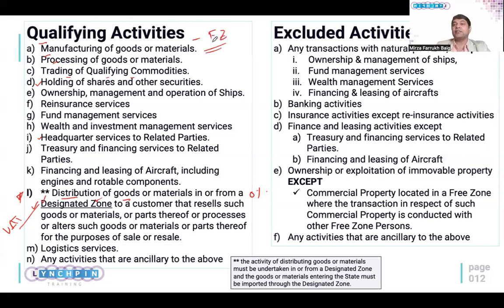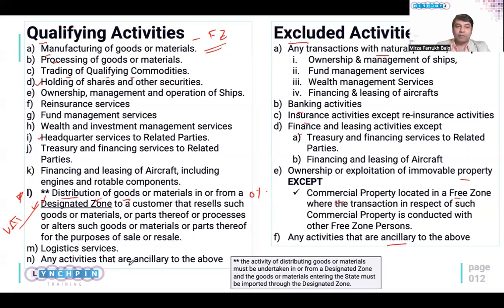So we don't have anything specific about designated zones. It is only if I have the distribution activity. Then I have certain other activities which are excluded activities. This could be any transaction with a natural person itself, banking activity, insurance, finance, and then some property-related activities, which could be commercial property located inside a zone, and then any other activity which is ancillary to the above.